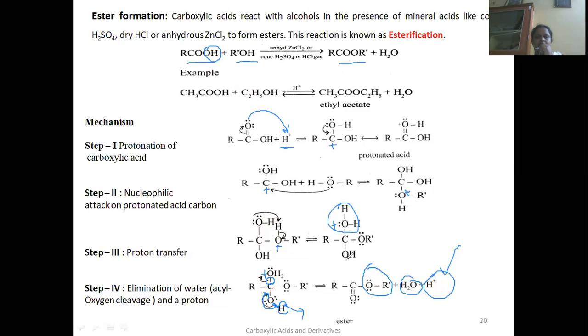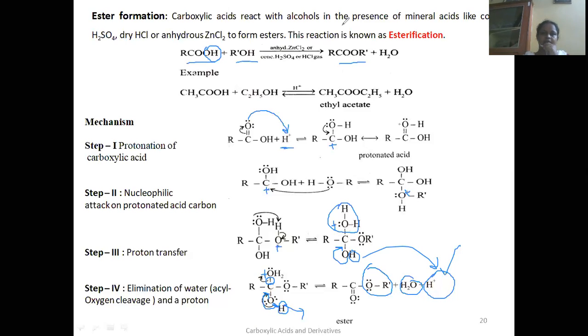So in the next step, this whole thing will be eliminated as a water molecule, and this bonded pair of electrons will shift here. I'm writing this one here: R, C double bond O, O, R dash. This hydrogen is eliminated as H plus here. This one is the water molecule.